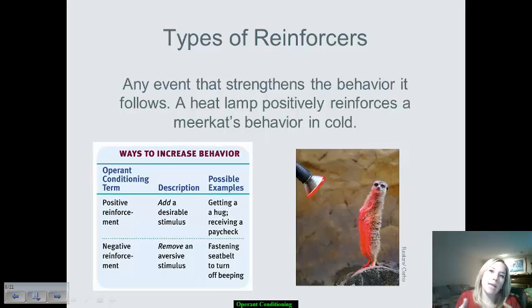In this scenario of positive reinforcement, to obtain the desired behavior, so you're strengthening that behavior, you want it to continue, you add a desirable stimulus. So you add a desirable thing, something that someone would like. So, examples of this. Getting a hug. We like hugs. They make us feel good. They're comforting. Getting a paycheck, okay?